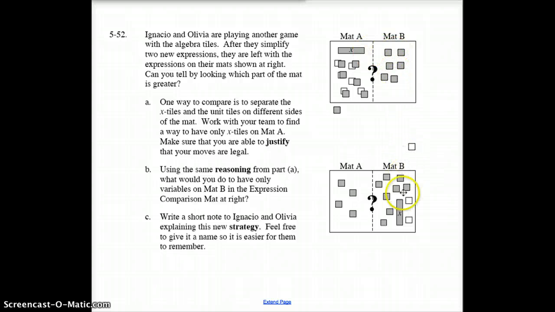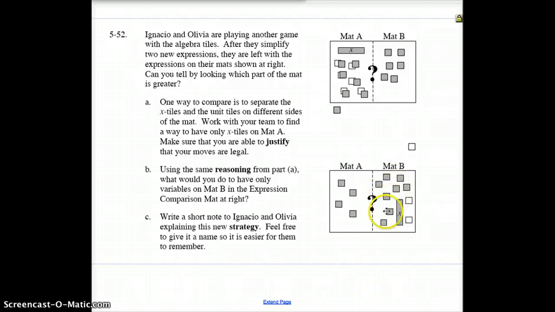Let's try one more down here on Mat B. You might notice that this one here and this one here will cancel 2 of these. So these 2 will cancel these 2. I wish I had put down there that we had done that, but I didn't. So now I've got X plus 1, 2, 3, 4, 5, 6 left over on Mat B, but I need to move those 6 over to Mat A.